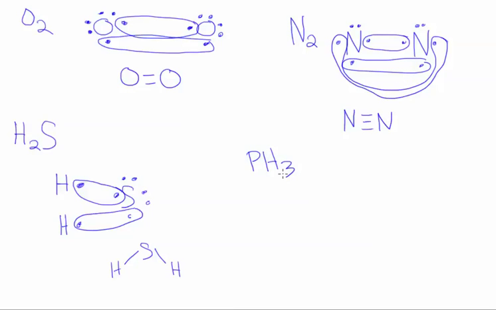Let's do one more. BH3. Phosphorus is in group 15, so it has 5. And we know hydrogen only has 1, so I'm going to kind of go ahead and draw them in a position that will make it easier to finish my drawing.